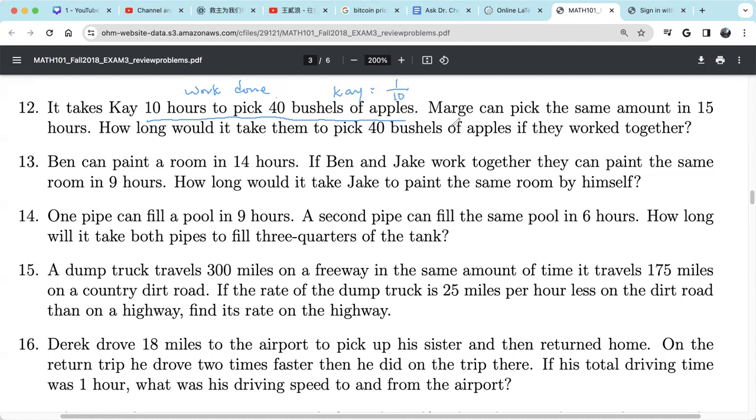1/10 per hour. And Margie can pick the same amount in 15 hours. So Margie's speed is 1/15. So she's slower. How long would it take them to pick 40 bushels of apples if they work together? If they work together, we just add up. So how long would it take? Let's call this T. Then when they work together, the speed will be 1/T. Right? Then the speed when they work together, we just add up the 2 speeds, 1/10 and 1/15.